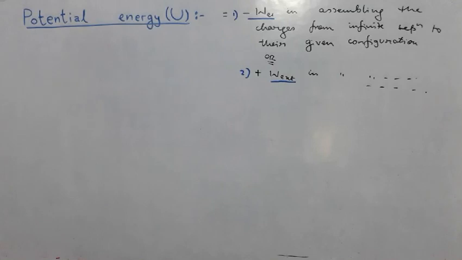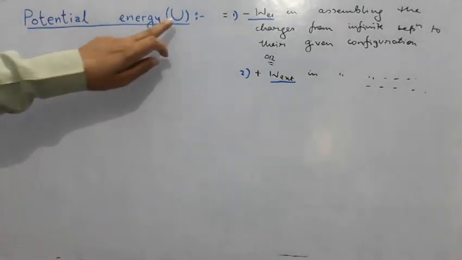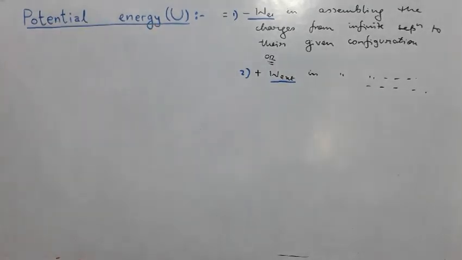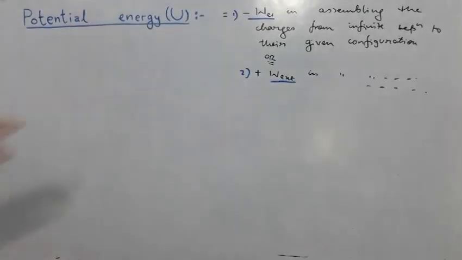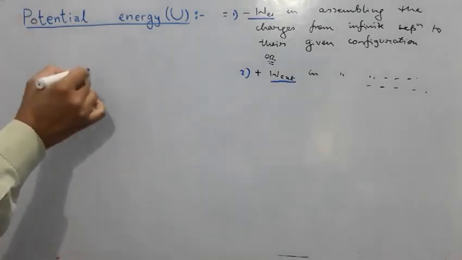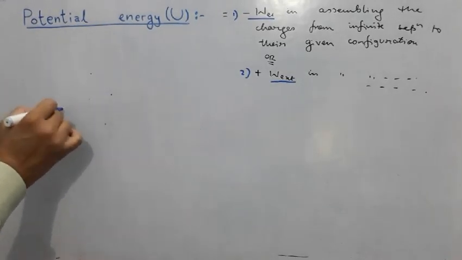Next topic that I would like to discuss today, students, after potential and potential difference, we would switch over to potential energy and likewise potential energy difference. This we would denote by U, and the difference in potential energy we would denote by delta U. Now here is the definition for potential energy for a given system of charges.